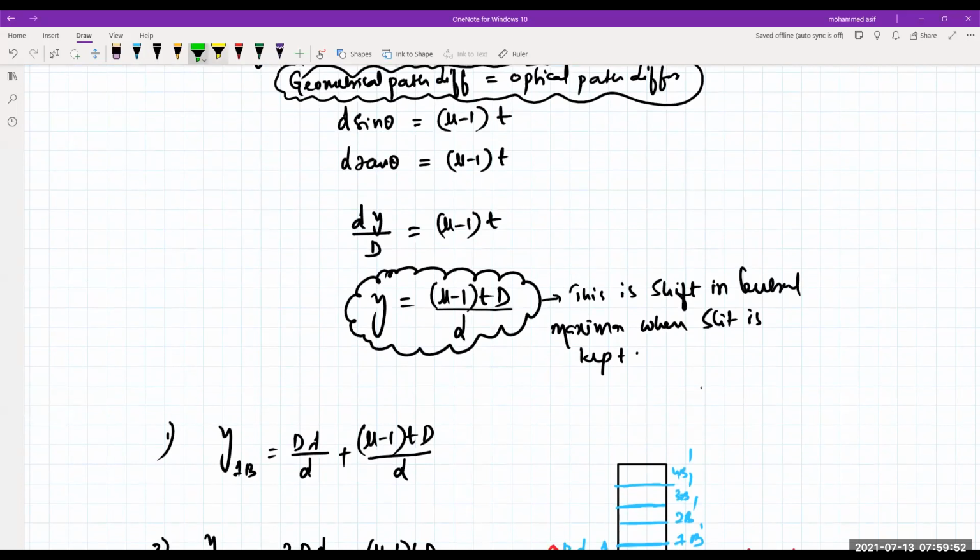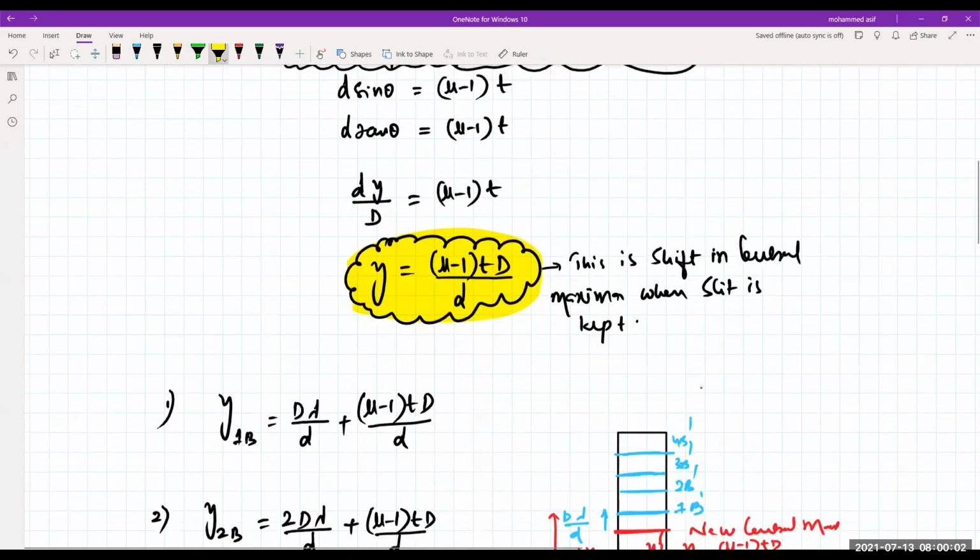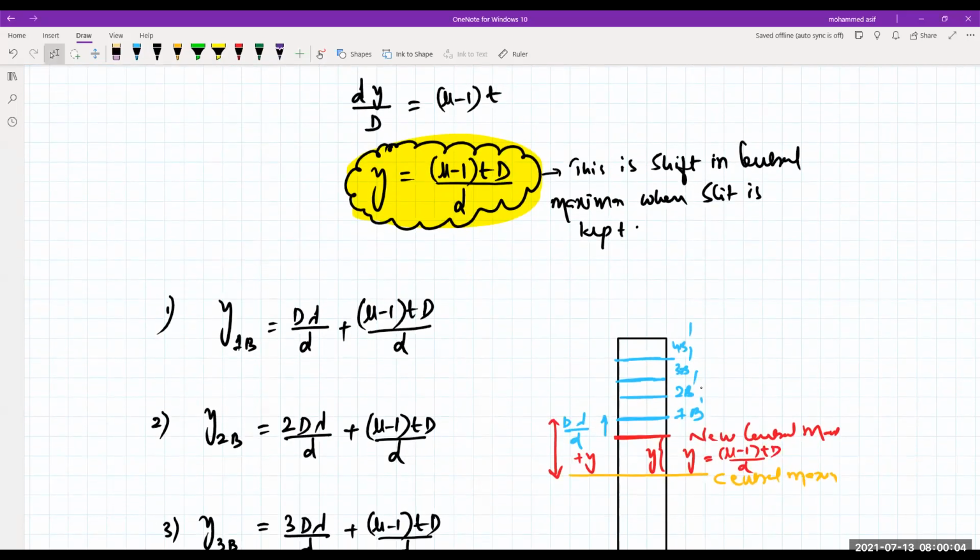So y is equal to how much? Y is equal to mu minus 1 into thickness t into capital D divided by small d. This is the shift in the central maxima when the slab is being kept.